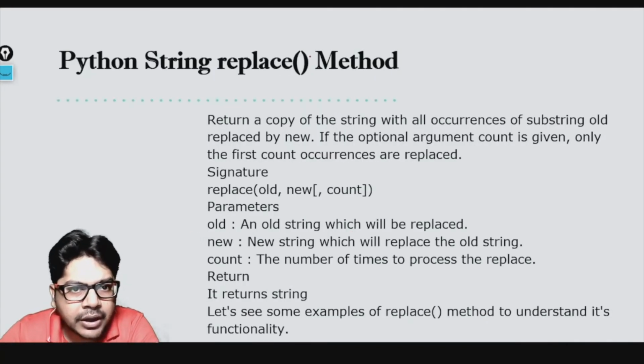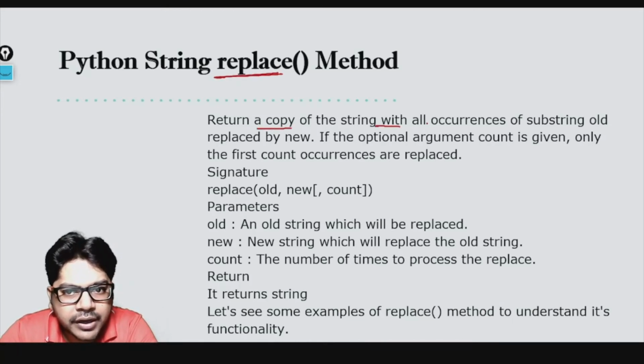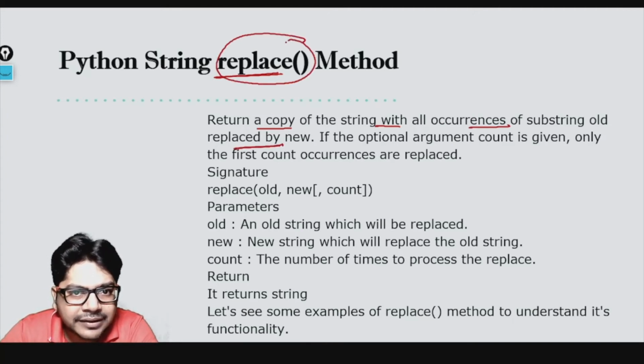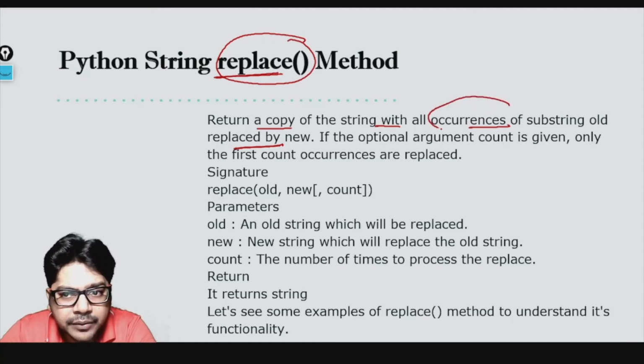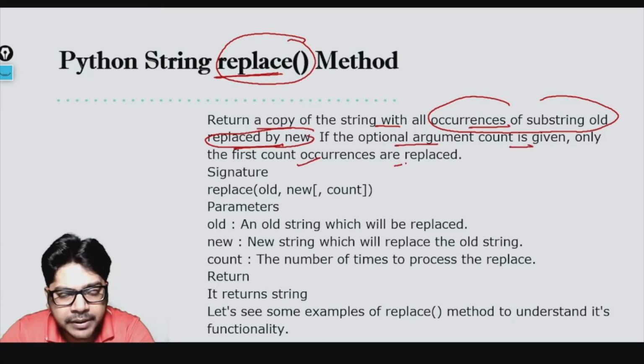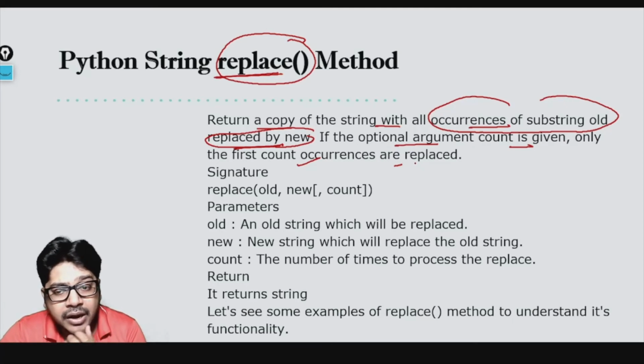So it was simple. Now another method that we have is the replace method. It returns a copy of the string with all occurrences of substring old replaced by the new. So the replace method is used to replace a particular substring, all occurrences of substring old, replaced by the new. Remember that all occurrences will be replaced. If the optional argument count is given, only the first occurrences are replaced. So there is an optional argument also which is count.